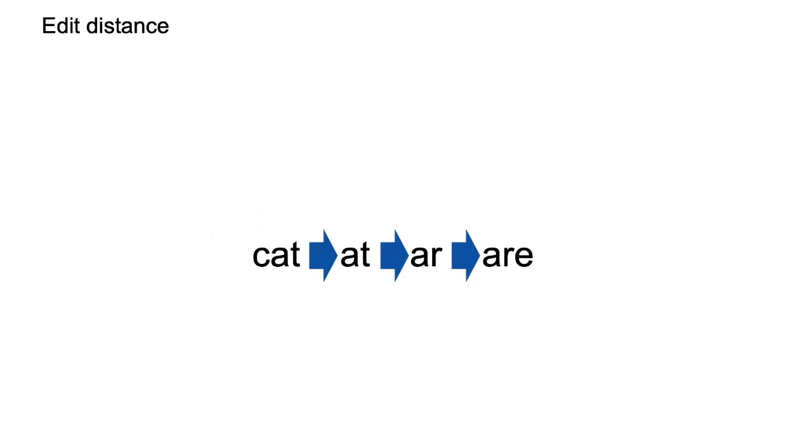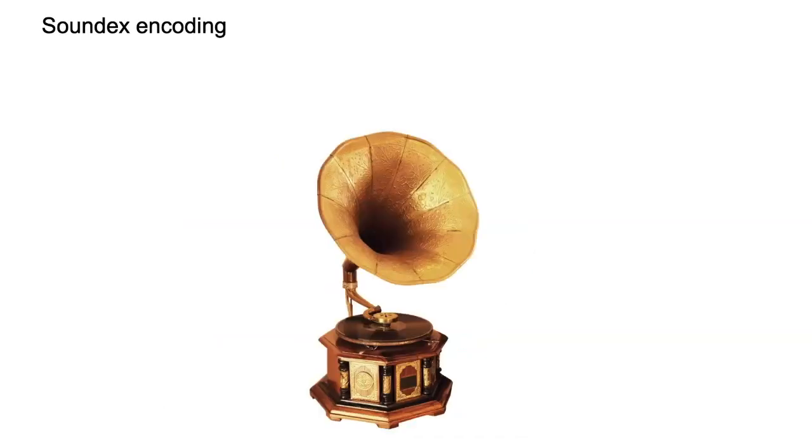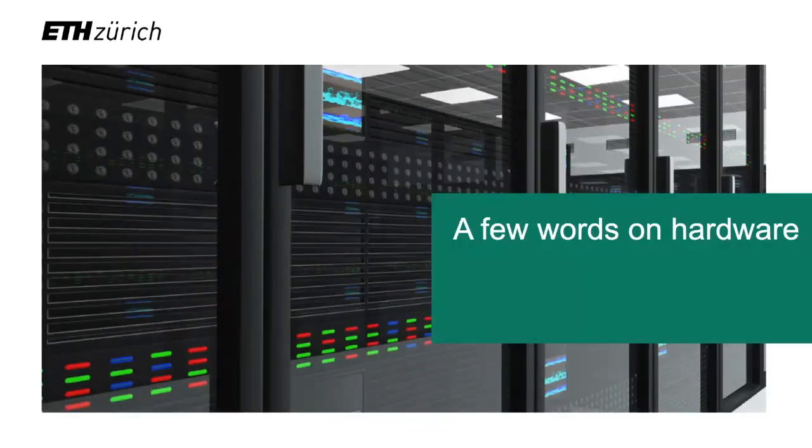Then we have the edit distance that tells you how many steps you need at least to go from one word to another word. We have the Jaccard coefficient, that is the ratio of the intersection cardinality and the union cardinality. Soundex gives you this phonetic fingerprint that you can also build an index on with the B+ tree. So this is what we have seen so far.